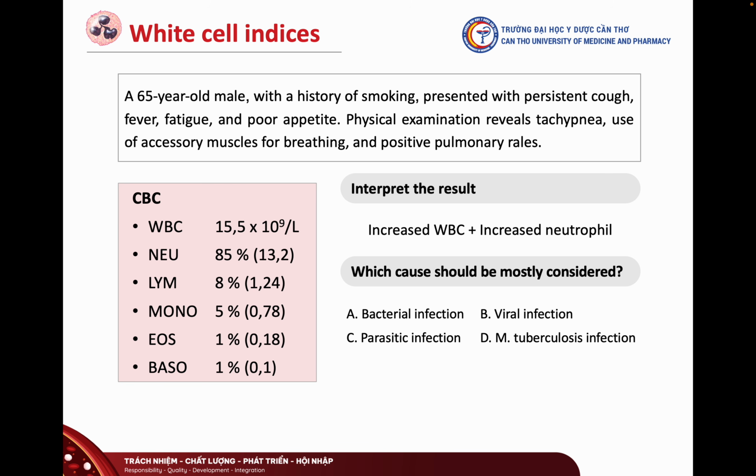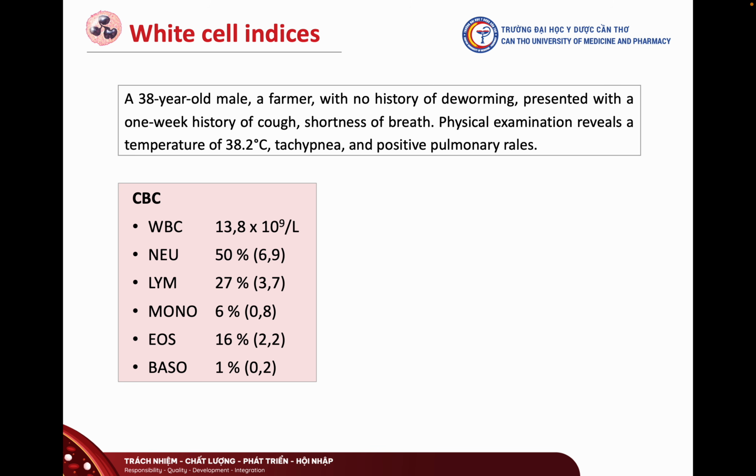And the correct answer is A, bacterial infection. Here's why. Neutrophilia is most commonly seen in acute bacterial infections. His clinical signs, fever, cough, lung rales, all fit that picture. So now let's move on to another case.